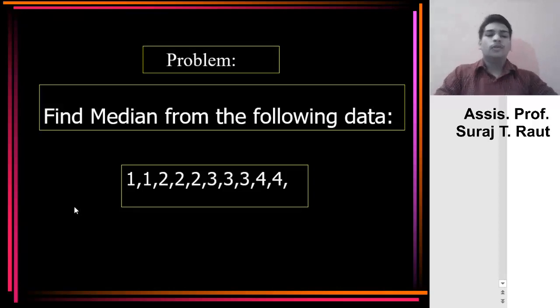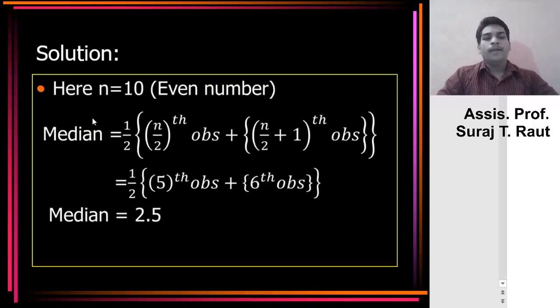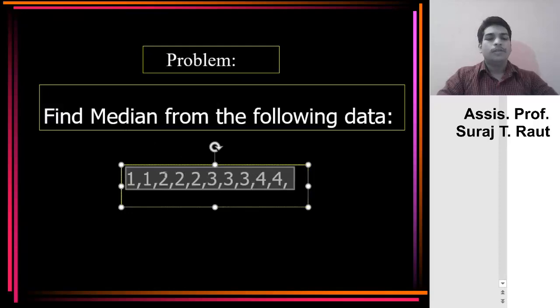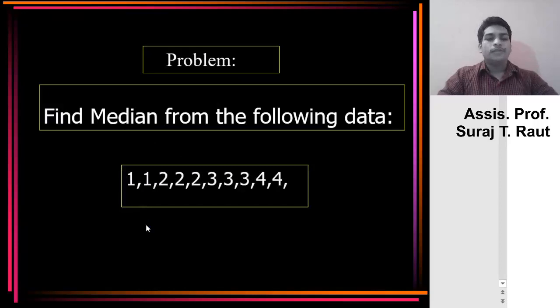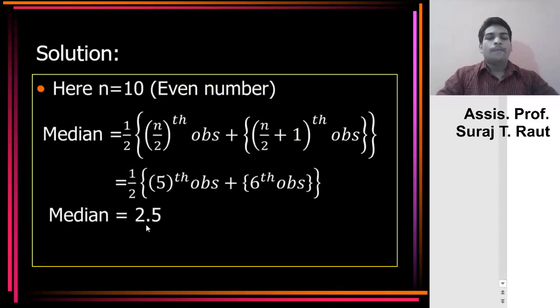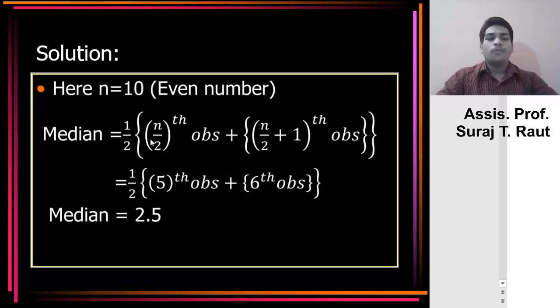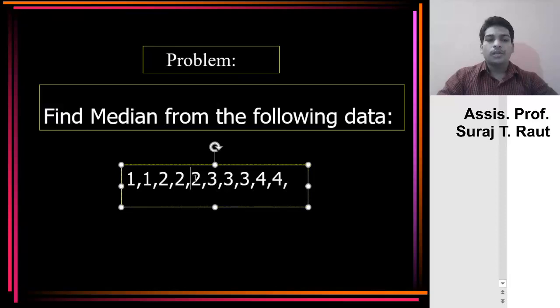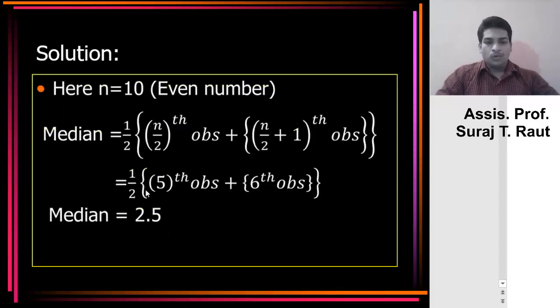Suppose this problem is given: 1 1 2 2 2 3 3 3 4 4. Here the value of n is 3 plus 3 plus 3 plus 1, meaning 10, and we know that 10 is an even number. Therefore, we use the formula: median is equal to half in bracket, n upon 2th observation plus n upon 2 plus 1th observation. Here n is 10, therefore 10 upon 2 is 5, meaning we use the 5th observation plus the next observation, the 6th observation. The 5th observation is 2 and the 6th observation is 3. Therefore, 2 plus 3 upon 2. 2 plus 3 is 5, and 5 upon 2 is 2.5. This is our value of median.